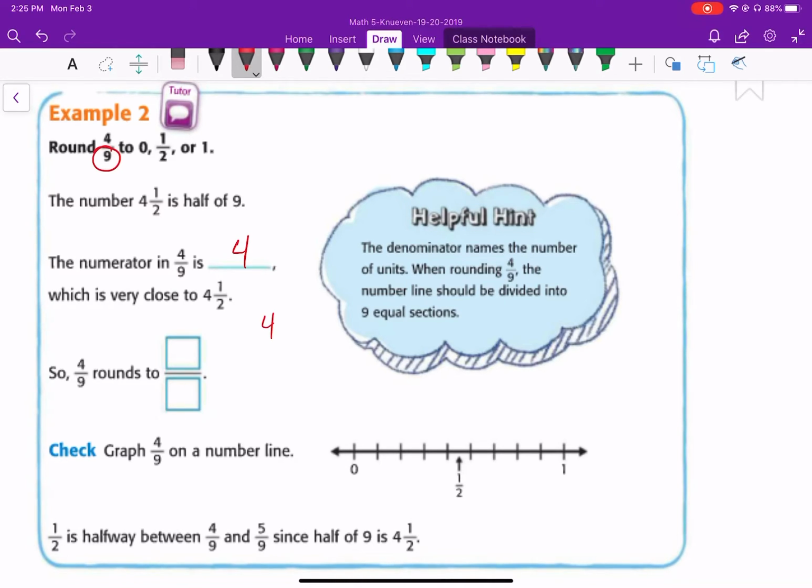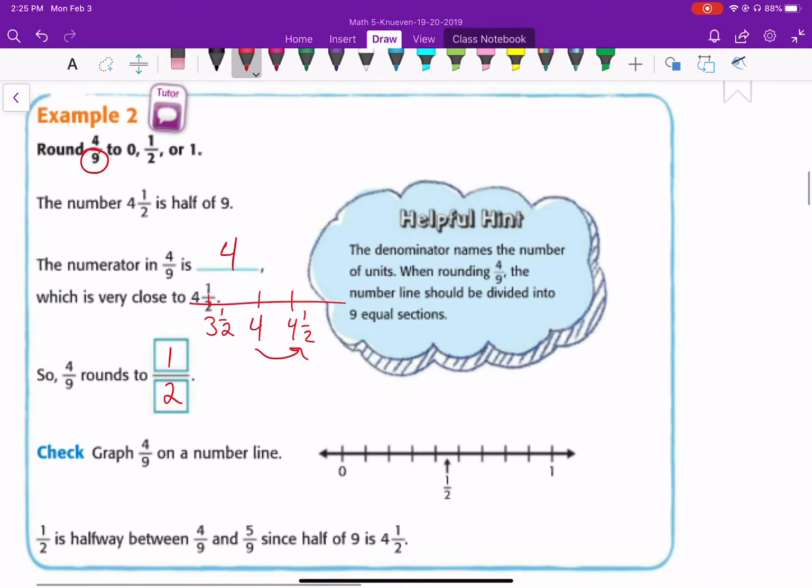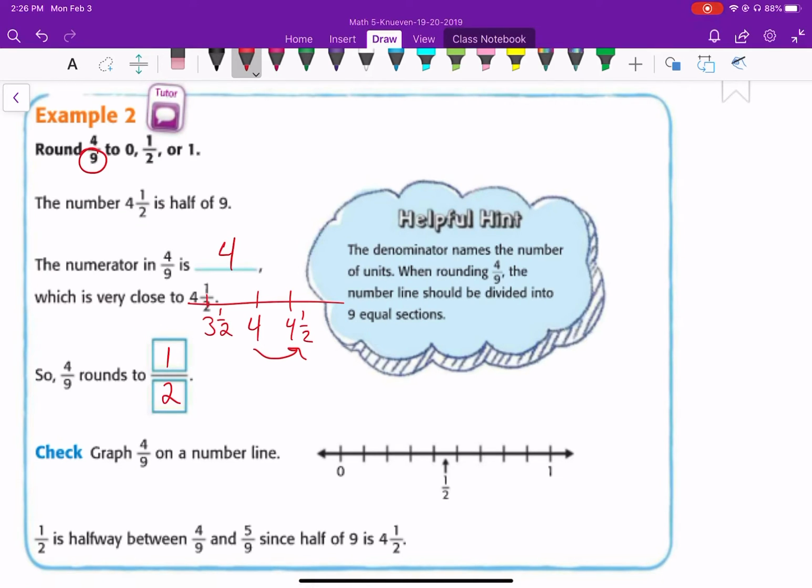4, and then we'd say that's 4.5, and this would be 3.5 on a number line, right? So it's really close to being half of 9. So we would say that 4/9 would round to 1/2. So if I had to graph it, 4.5 would be right here, halfway of 9.